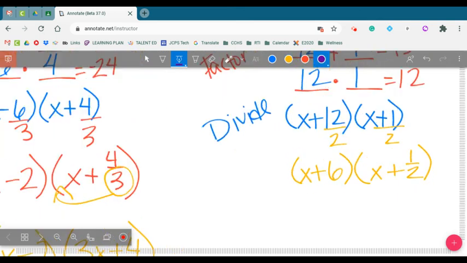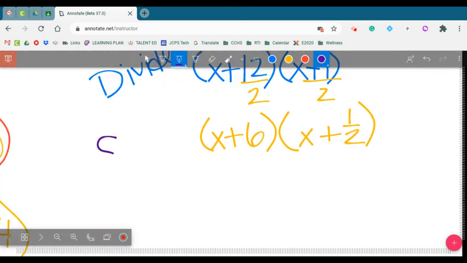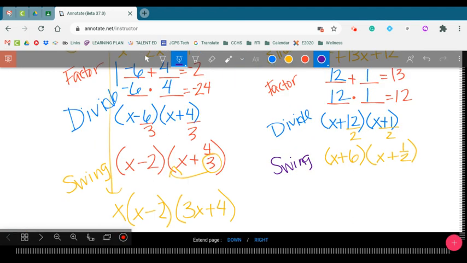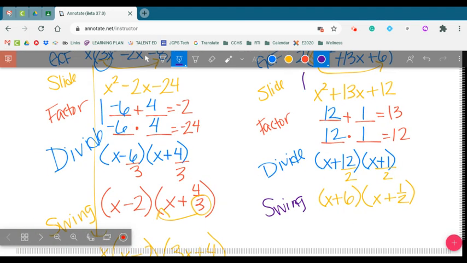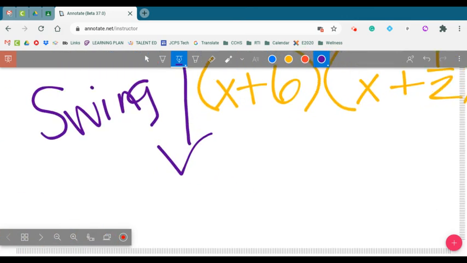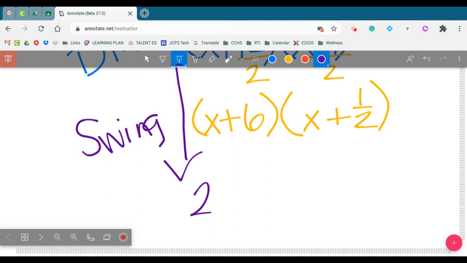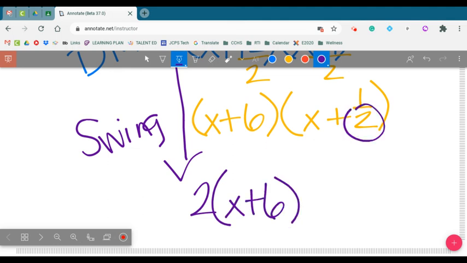And then my last step is to swing. So I pulled out a GCF at the beginning, a 2, so I'm going to bring it down. X plus 6 doesn't simplify. The 2 needs to get swung to the front, so I'll have 2x plus 1.